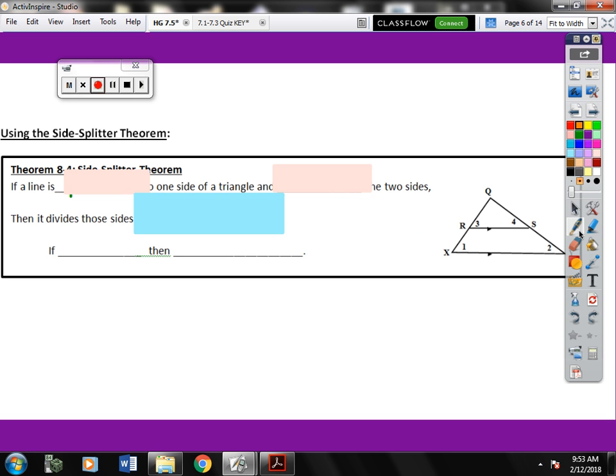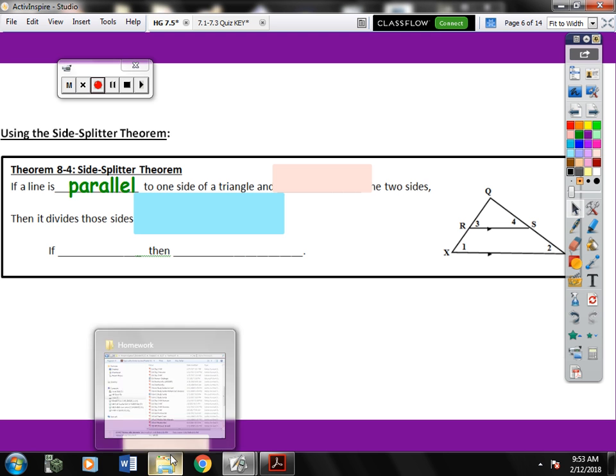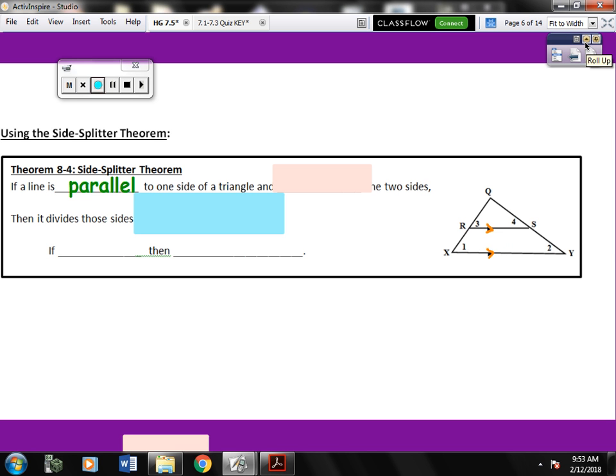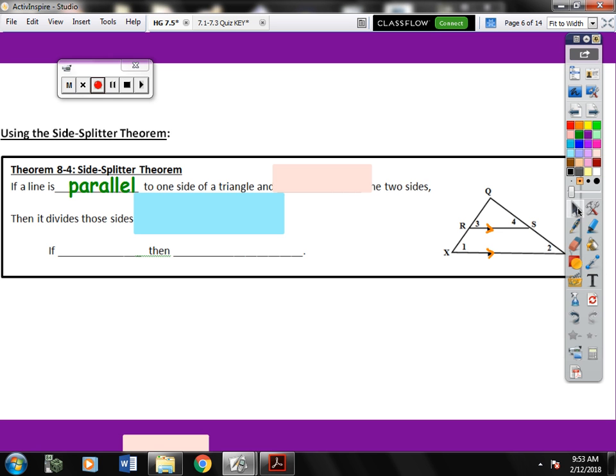Now, the theorem we're learning today, you actually could probably solve without it because they will look like a question on your quiz. But the side splitter theorem tells us if we have a line or a segment that is parallel to one side of the triangle, so in this picture, you can see that RS is parallel to XY, and it has to intersect two sides of the triangle, then it will divide the sides of the triangle proportionally.